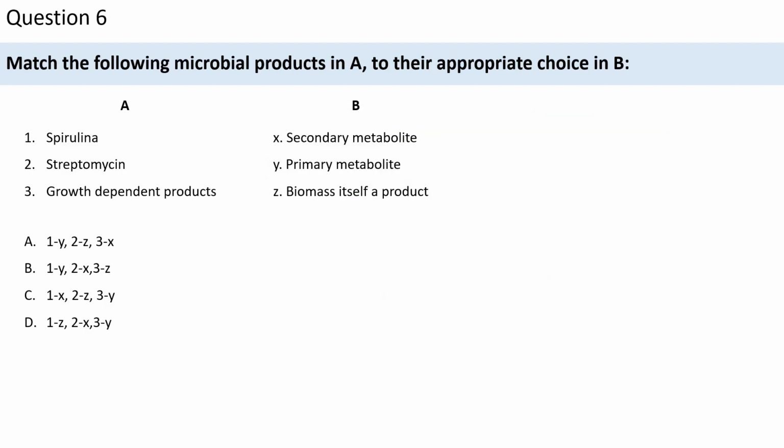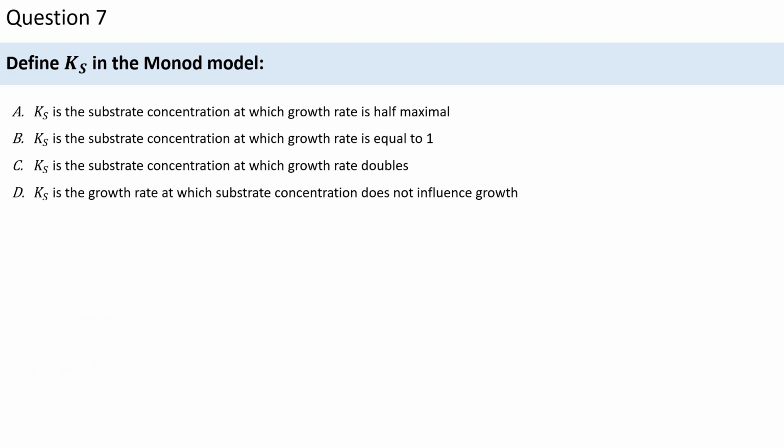Moving to question 6, spirulina is a biomass in itself, whereas streptomycin is an antibiotic which comes under secondary metabolites, whereas growth dependent products are primary metabolites. Okay. Define Ks in the Monod model. Ks is the substrate concentration at which growth rate is half maximal. Ks is the substrate concentration at which growth rate is equal to 1. Ks is the substrate concentration at which growth rate doubles.